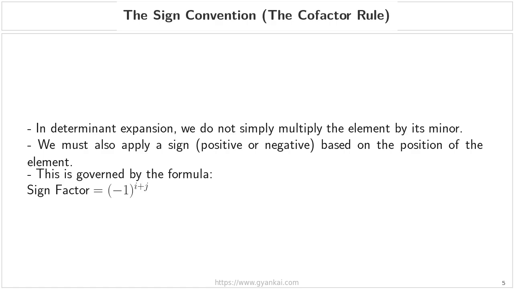The sign factor equals -1 raised to the power of i plus j, where i represents the row index and j represents the column index. In the next slide, we will break this formula down to see exactly how it works in practice.